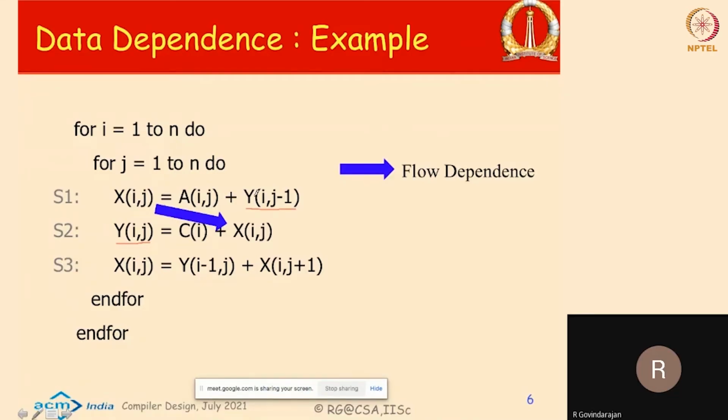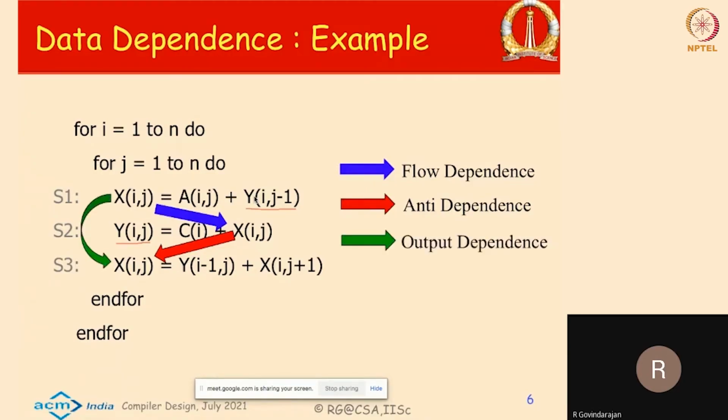That is also possible because in those respective iterations, they both access the same memory location y of i comma j. Now let's look at the anti-dependence from x of ij in statement S2 to statement S3. Again, this happens in the same ijth iteration, and this is an anti-dependence. And of course, likewise, there is an output dependence from S1 to S3.